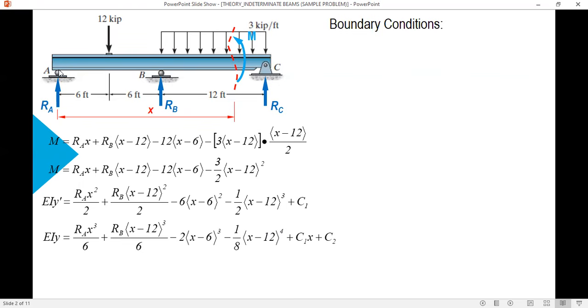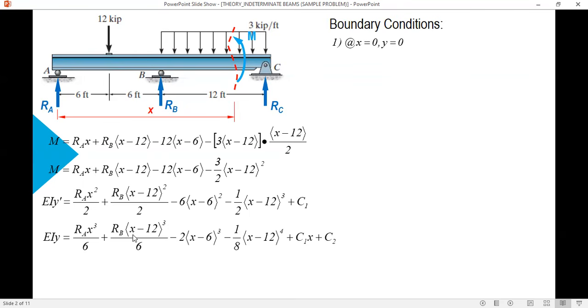Like at A, since this is a support, no settlement, therefore the deflection is 0. So our first boundary condition is at x equal to 0, the deflection is equal to 0. At x equal to 0, it means point A. The deflection is equal to 0. So we are going to substitute this value to the expression of deflection. Okay, y equal to 0, so the left side is equal to 0. X equal to 0, so 0.